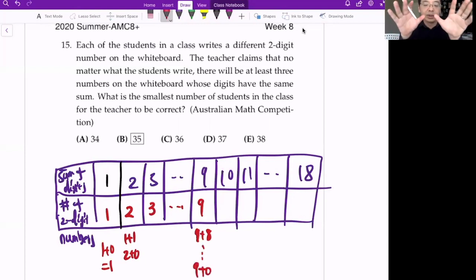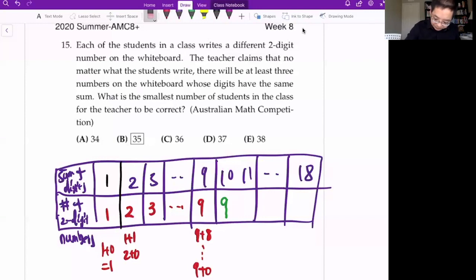Now, when you go to 10, you should be careful. You might think it's 10 by the previous pattern, but it's not, because we cannot do 10 plus 0. So this is also 9. We have 1 plus 9, 2 plus 8, then all the way to 9 plus 1. So it's 9. And for 11, similarly it's 8, then 7, and for the last one it's 1.